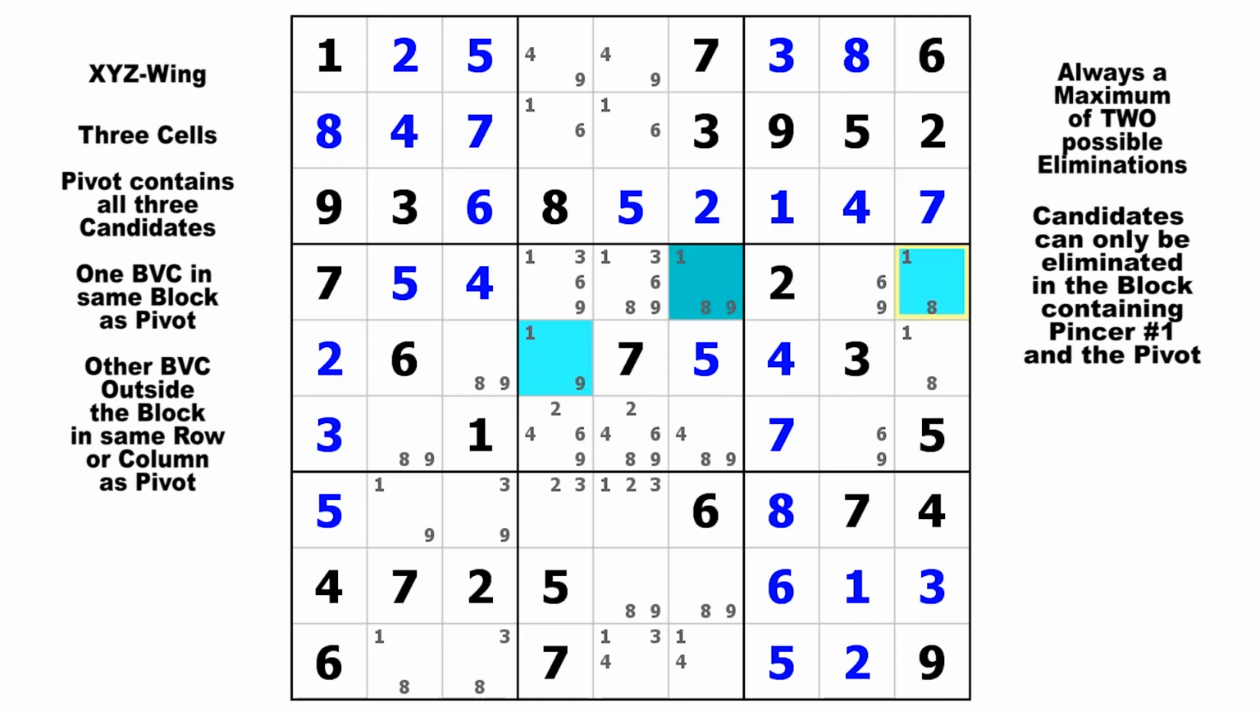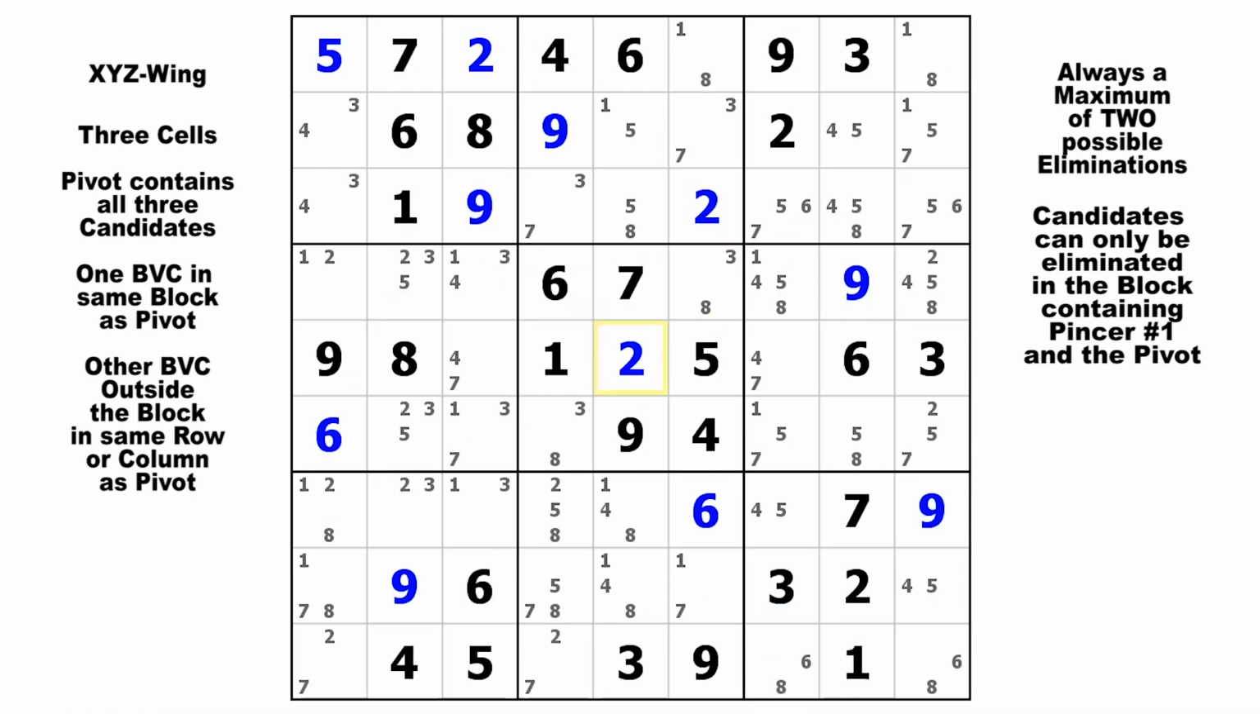So again, candidate 1 is our candidate C, and there are 2 candidate 1s in this puzzle that can see all 3 of those candidate 1s in the 3 XYZ wing cells. Okay, let's go to the next puzzle. All right, here's our pincer number 1, here's our pivot, and here is our pincer number 2. Candidate 5 is candidate C, so we can eliminate these 2 candidate 5s because they can see all 3 candidate Cs. All right, next one.